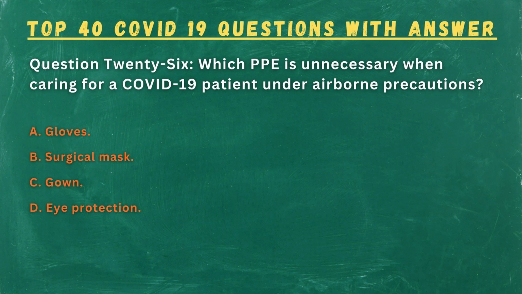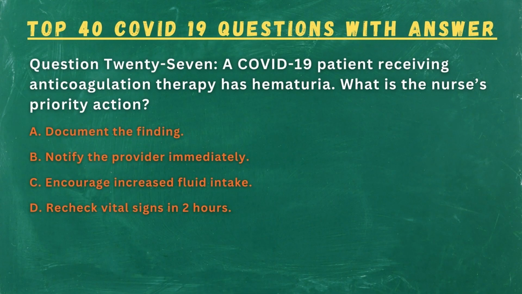Question 26. Which PPE is unnecessary when caring for a COVID-19 patient under airborne precautions? A. Gloves. B. Surgical mask. C. Gown. D. Eye protection. Answer: B. Surgical mask.